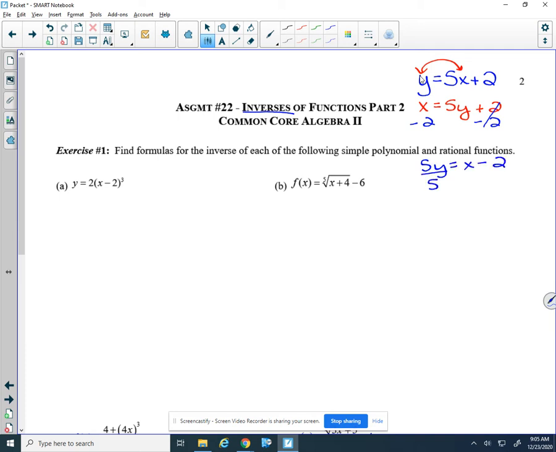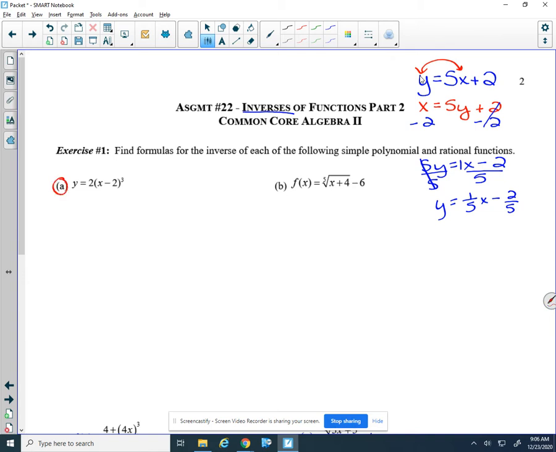And then divide by 5. Now, because this is a linear function, I could leave it as it is, or I could write it in mx plus b form. Okay. Now, the inverses we're doing today are going to be more complex functions, so they're not going to be something that we would even write in mx plus b form because they're not linear. So moving on to our first example, letter A.